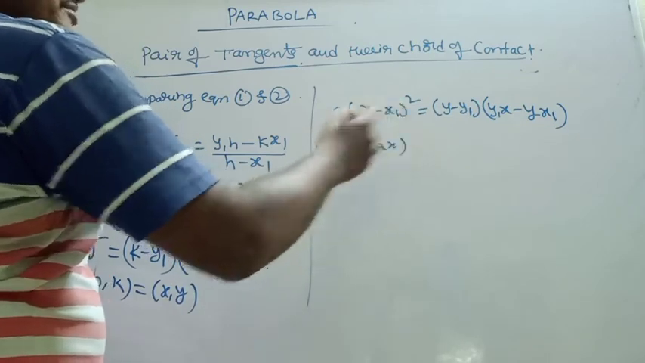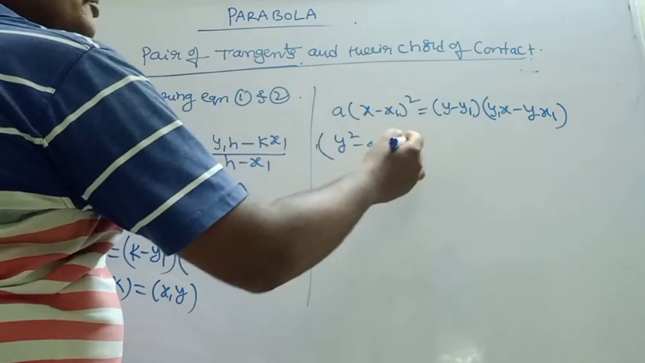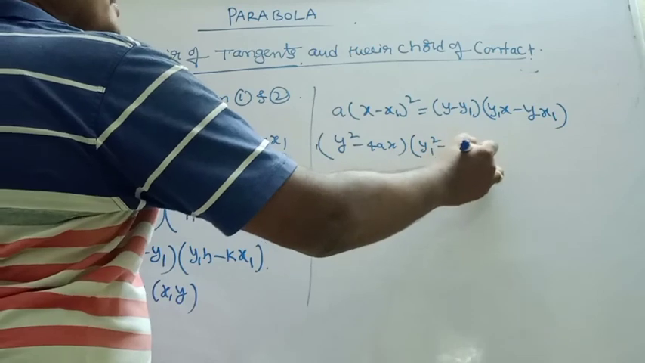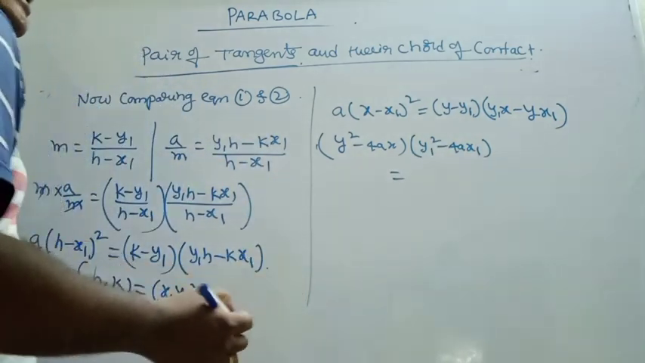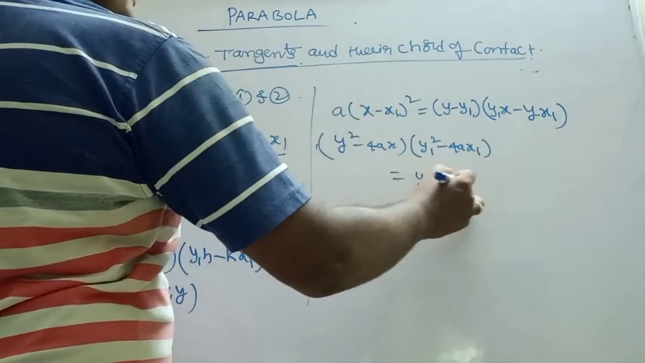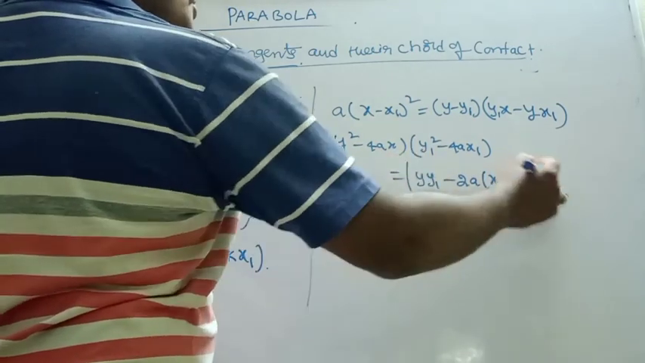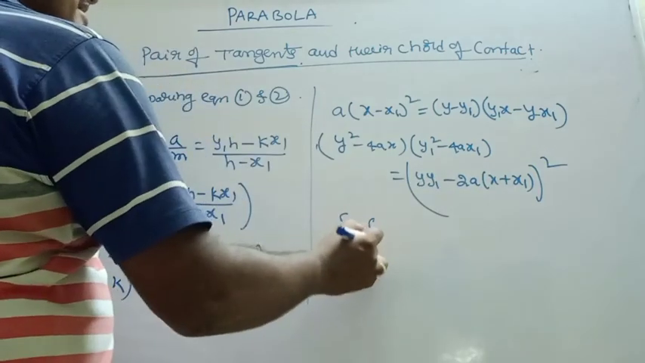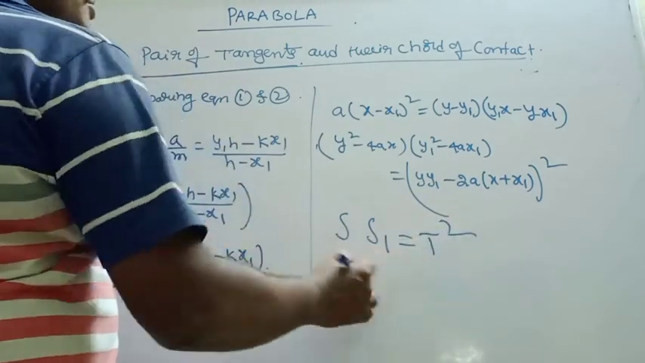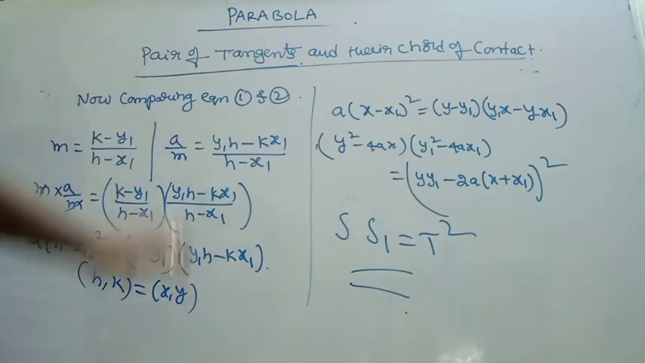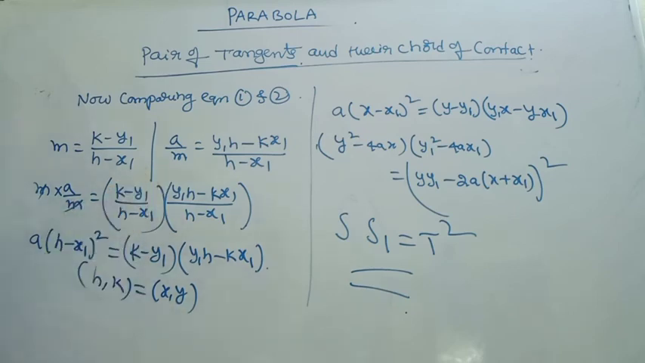This, if you simplify, will be equal to S1, where S1 is nothing but y1 square minus 4ax1. This is equal to T square, where T means y1 minus 2a times (x plus x1) whole square. That means we will get S1 is equal to T square, which is the required combined equation of the pair of tangents to the parabola. In this beautiful and elegant way we have got this result.